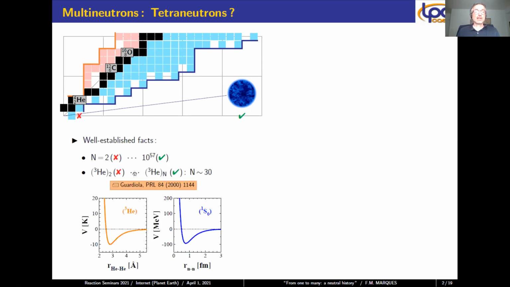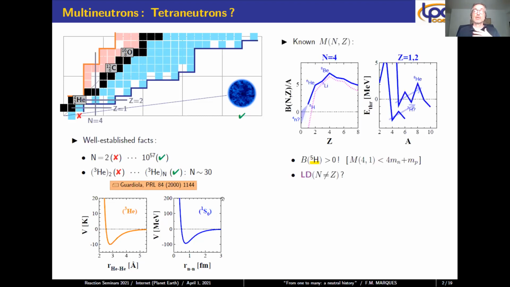We have an analogy in atomic physics, with helium-3 atoms. The dimer is unbound, and at some point you have liquid drops of helium-3 at about 30 atoms. And here you have the potentials of helium-3 and neutron-neutron. They look very similar. Of course, the scale is not the same. But this has been used as an argument to say that maybe 3 neutrons or 4 are not bound, but at some point you will have, with this potential, some bound system. Then you have the known masses.